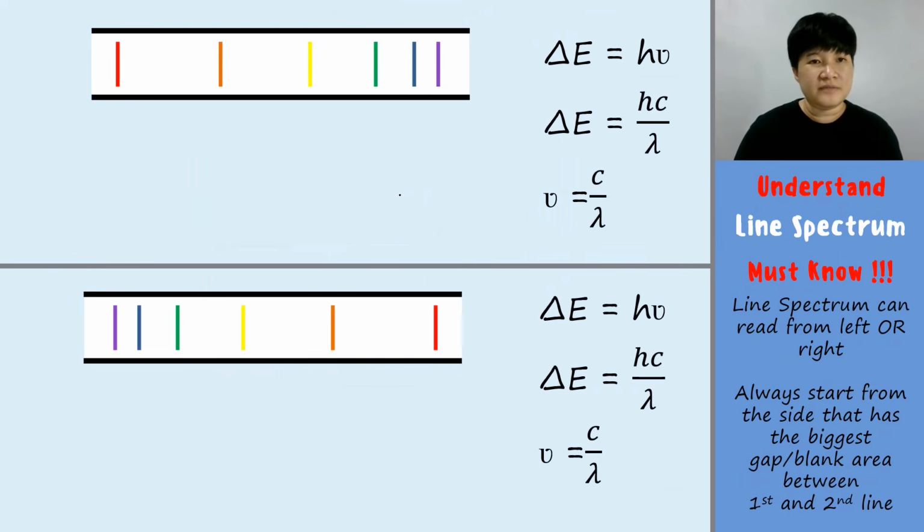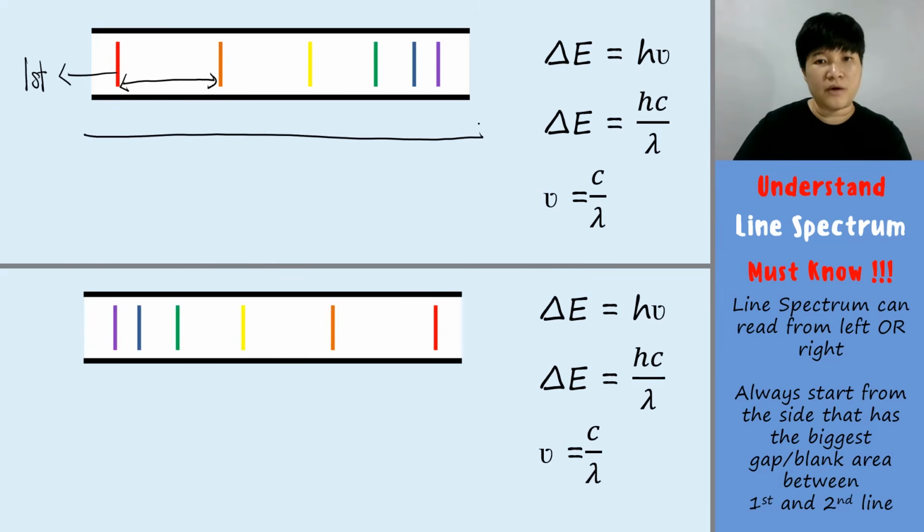Next summary is on how to read your line spectrum. We will always start reading the line spectrum from the biggest gap. So the biggest blank area over here is on the left hand side. In other words, that is my first line. Since it's the first line, we will be reading from the left to the right. And the first line will always have the lowest energy. Moving up, the energy will increase. Therefore, the first thing is your delta E increases.